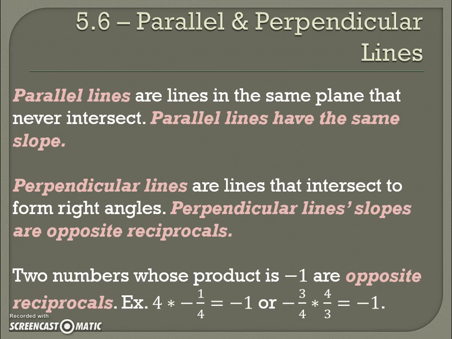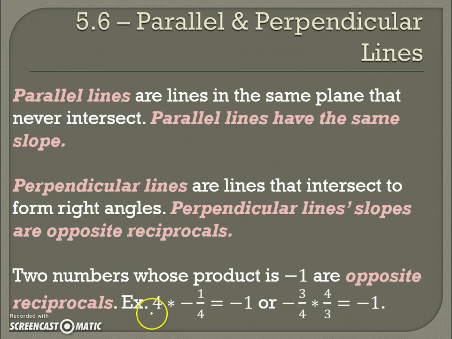Perpendicular lines are lines that intersect to form right angles. Perpendicular lines' slopes are opposite reciprocals. Now you'd be thinking, what on earth is that? Well, this is what it is. Two numbers whose product is -1 are opposite reciprocals. For example, 4 times -1/4 equals -1, or -3/4 times 4/3 is -1.